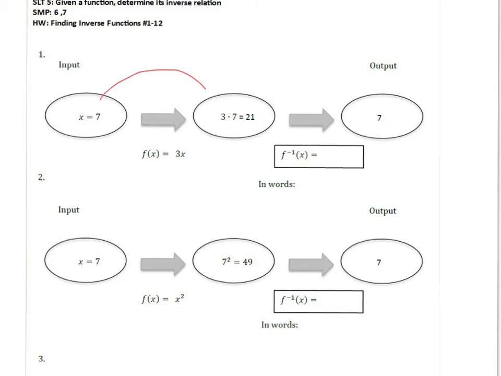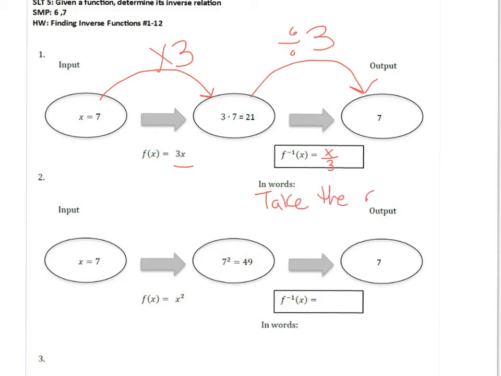Okay, so to go from here to here, they're saying multiply by 3. So then to get back to the output, the opposite will be divide by 3. So my inverse equation is x divided by 3. In words, take the result and divide by 3.